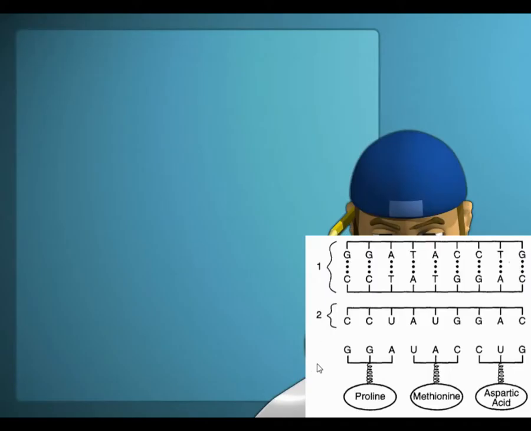And then this bottom section has transfer RNA pieces, like GGA, UAC, CUG, and they're going to pair up with the messenger RNA in a specific order. That's going to tell the ribosomes how to connect these amino acids, and that's going to build that protein.